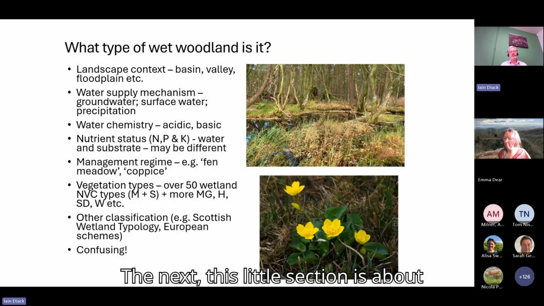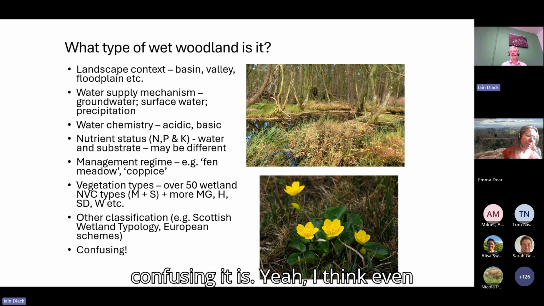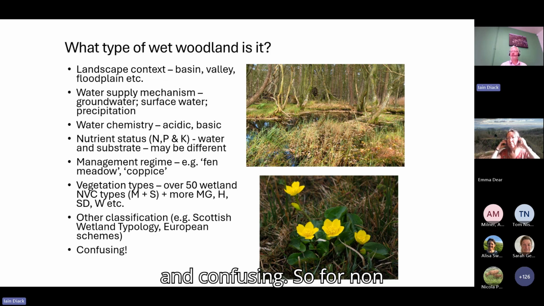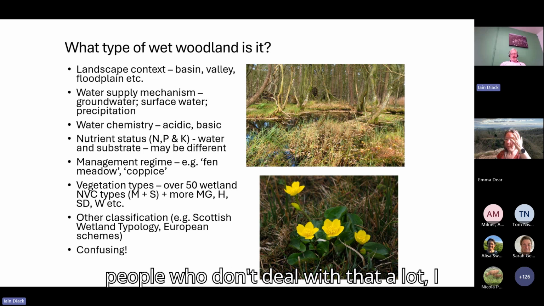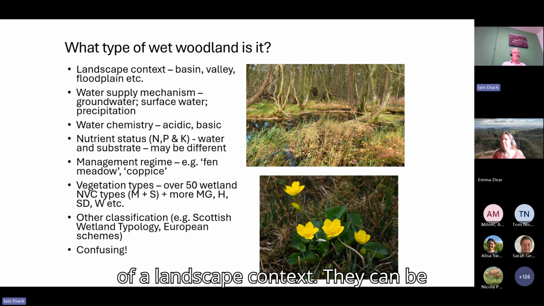This little section is about how we describe these features and how complex and confusing it is. And yeah, I think even for people who work in it, it's complex and confusing. So for people who don't deal with it a lot, I think the language we use is not particularly helpful, because wetlands and wet woodlands can be described in terms of a landscape context.